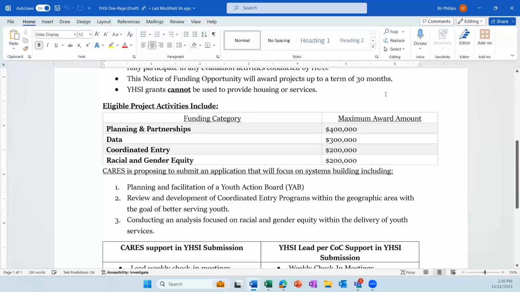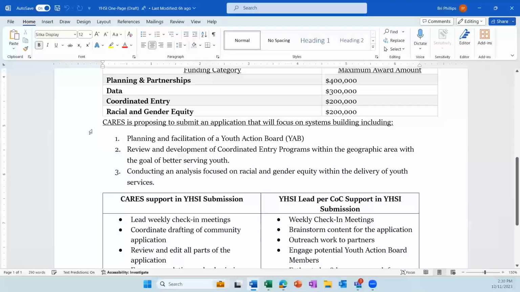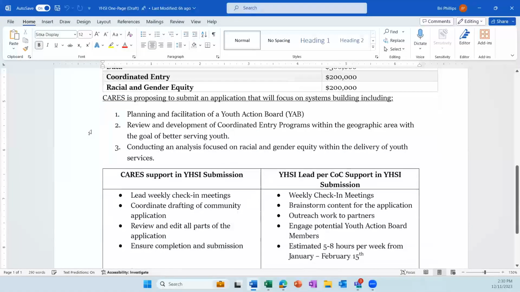The YESI grant, though very important, cannot be utilized to provide housing or services. This is a systems improvement, so more of that planning. The eligible project activities here are planning and partnership, with the maximum award amount being $400,000; data, $300,000; coordinated entry at $200,000; and racial and gender equity at $200,000.